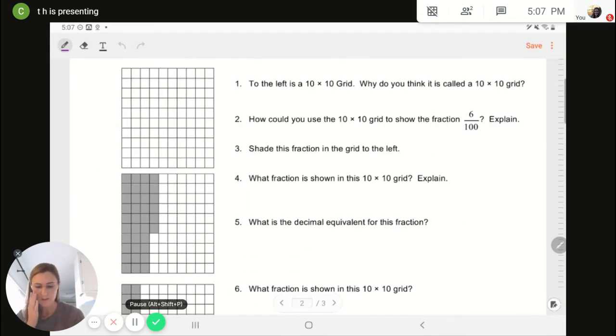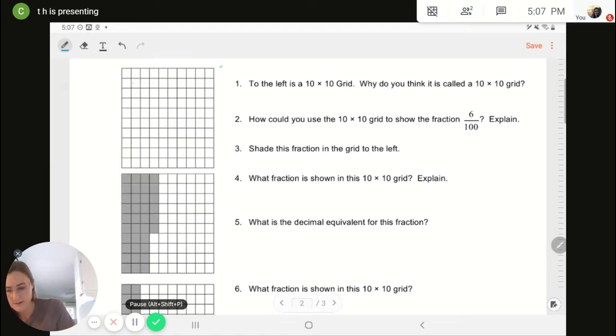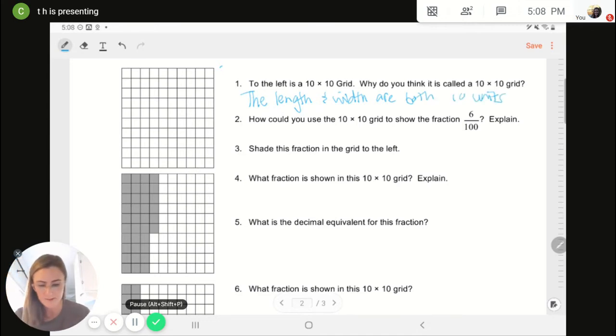And it says, to the left is a 10 by 10 grid. Why do you think it's called a 10 by 10 grid? Well, if I look at here, there are 10 boxes by 10 boxes. So I'm going to say the length and width are both 10 units.